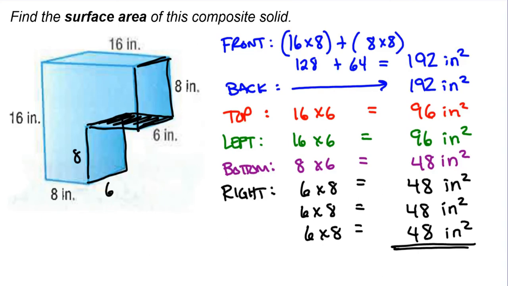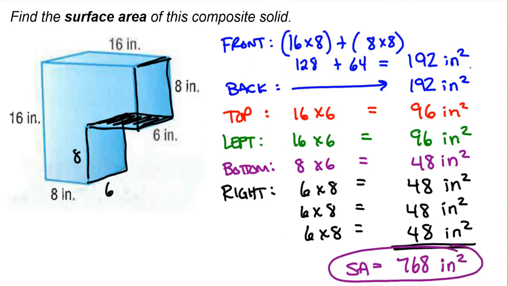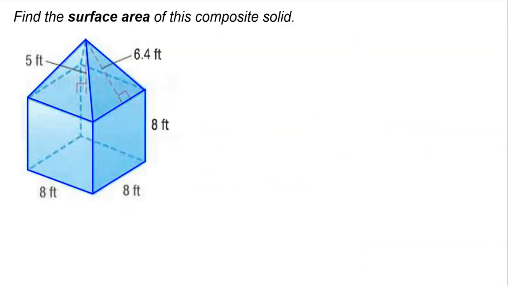Now I just need to add them up. So I add all these areas together, and my total surface area is 768 square inches. See, notice how I did that in a nice organized way. There is no way in the world you're going to do this surface area in your head. So you have to write down all of the sides of this solid in order to get this correct. It does require a lot of writing. So surface area of composite figures is probably going to require the most writing we've done in any of these calculations. So let's look at one more.